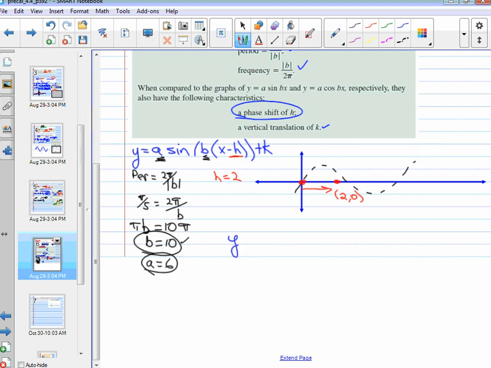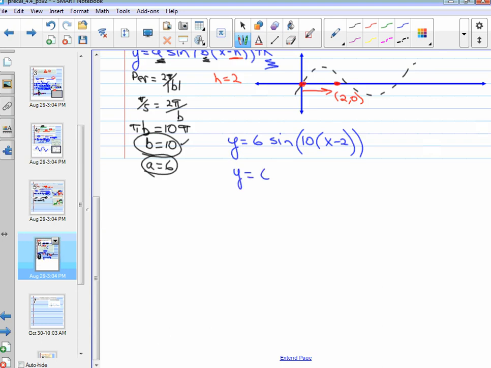My function, y equals a 6. We want an amplitude of 6. Sine of my b, what did we get? 10. Parentheses, x minus 2 to slide it to the right 2. K, didn't need to do anything with k. They didn't talk about moving it up or down at all. So k is 0. Don't need to do anything with it. Now, I'm going to multiply that 10 out. Y equals 6 sine of 10x minus 20.